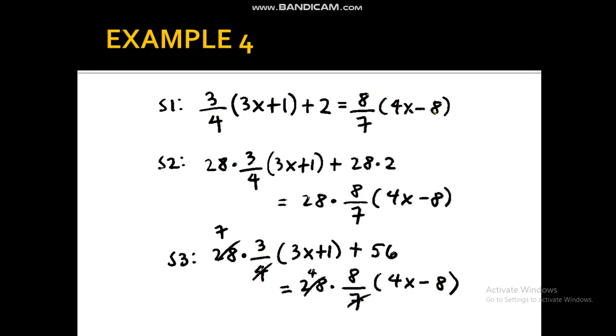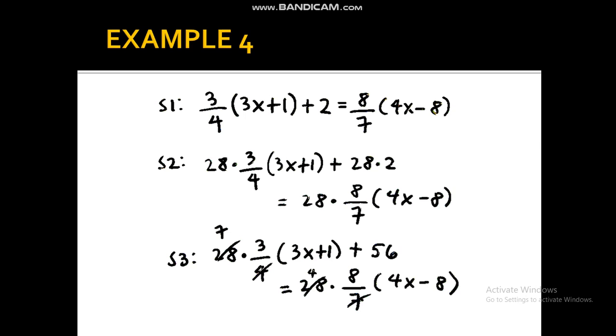Okay, let's continue. This is my fourth example. In step 1, there is another given linear equation. So we have the denominators 4 and 7. Their LCM, their least common multiple, is 28. So in step 2, we multiply that least common multiple 28 to each term of the equation to remove the denominators.